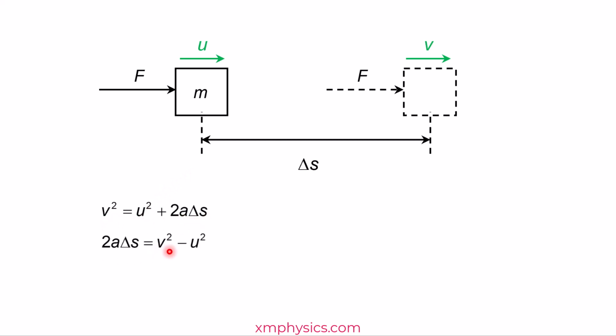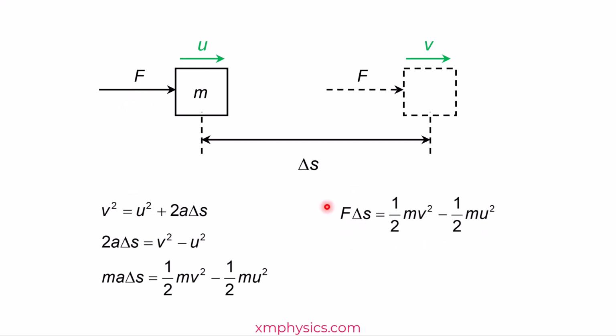Let's rearrange the equation. And then something tells me that I should multiply both sides with half m. Multiply both sides with half m. Look at m times a. What's m times a? Isn't it just that constant force F? So we have this equation here. Let's stare at it and wait for inspiration to strike.